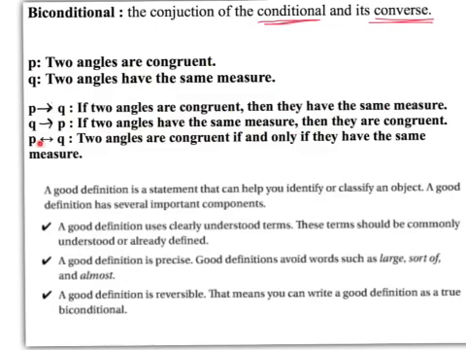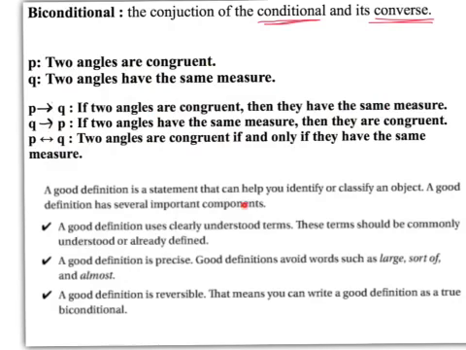The biconditional is written with this double-sided arrow. So it basically means you're reading the truth value forwards and backwards. So two angles are congruent if and only if. This is a big hint that it's a biconditional. If and only if they have the same measure. So that's saying two angles are congruent if they have the same measure, and if they have the same measure, the angles are congruent. So it works forwards and backwards.